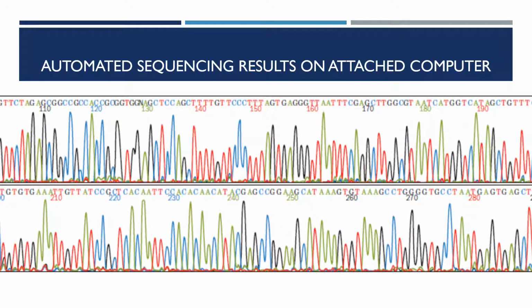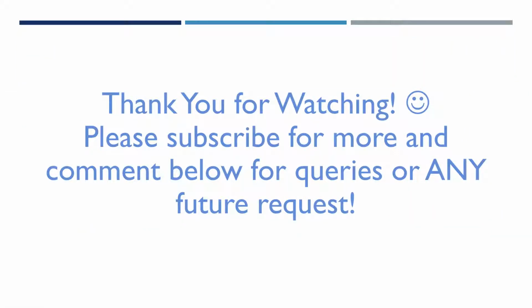This is how the results of automated Sanger sequencing appear on the attached monitor or computer. It not only notes down the sequence of the nucleic acids, but it also notes down their strengths, and it helps us in detection of the sequence along with their strengths. This was all about the automated Sanger sequencing method.